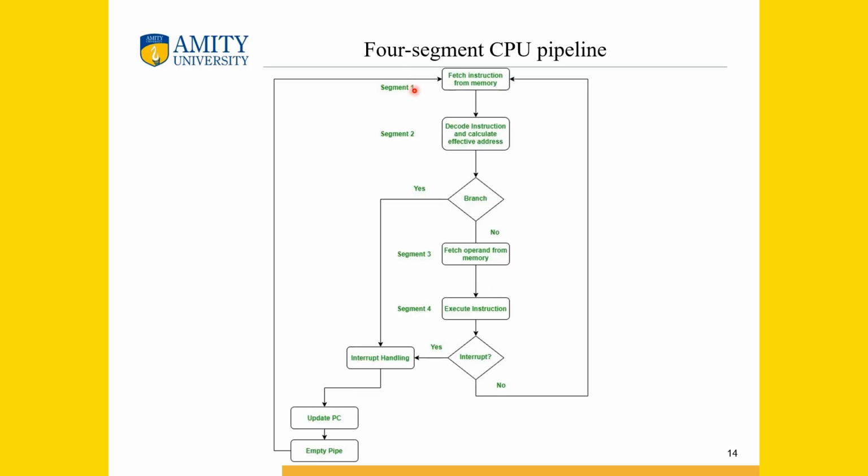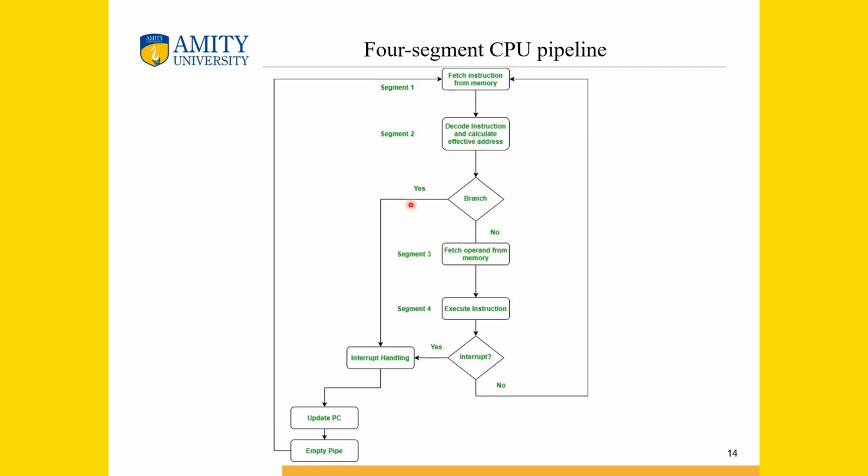This is our flowchart for a 4-segment CPU pipeline. The first part is to fetch the instruction from the memory, that's the first segment. It fetches, it reads the instruction. The second segment decodes the instruction and calculates its effective address.